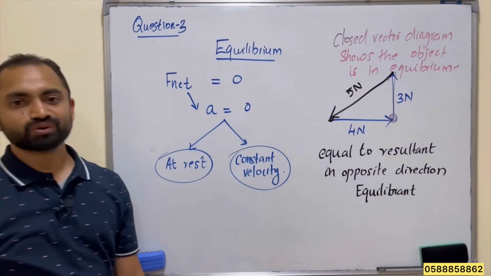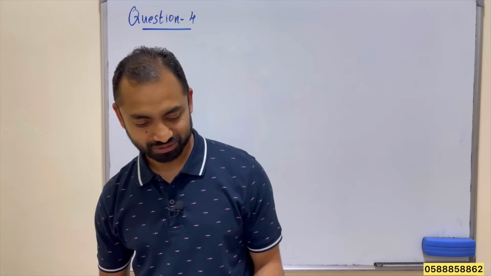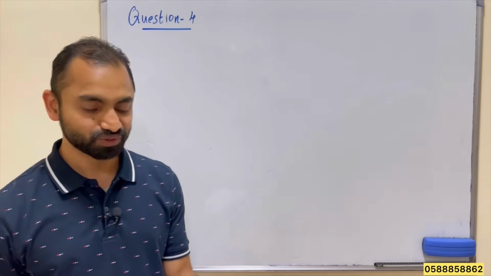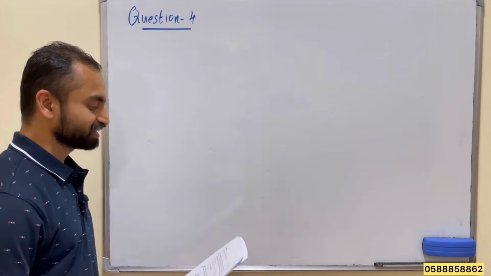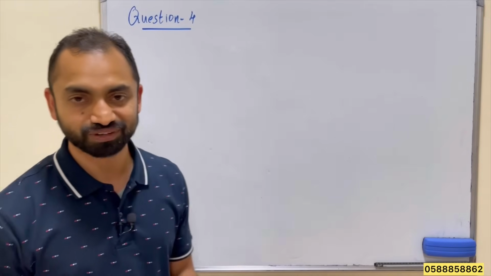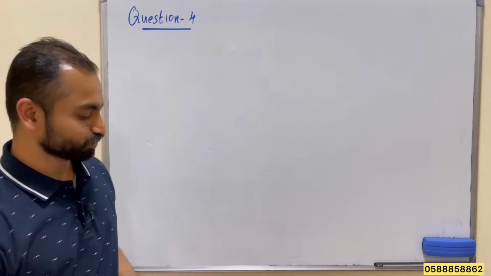So we are done with question number 3. Question number 4 is about solving problems related to friction, and we need to solve questions number 19 and 20 from page number 127 of the textbook. To solve problems related to friction, first we will talk about the equations to calculate friction.